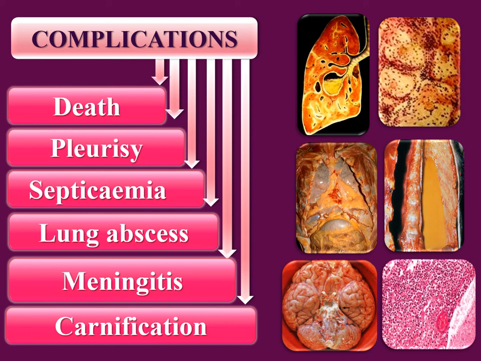Carnification. Caro in Latin means flesh. It may happen when phagocytic activity of polymorphs and macrophages fails, and fibrous strands in alveoli may not be liquefied and are replaced by granulation and sclerotic tissue. Smooth muscle fibers can also be formed due to metaplasia. As a result, the affected lobe becomes solid, flesh-like.